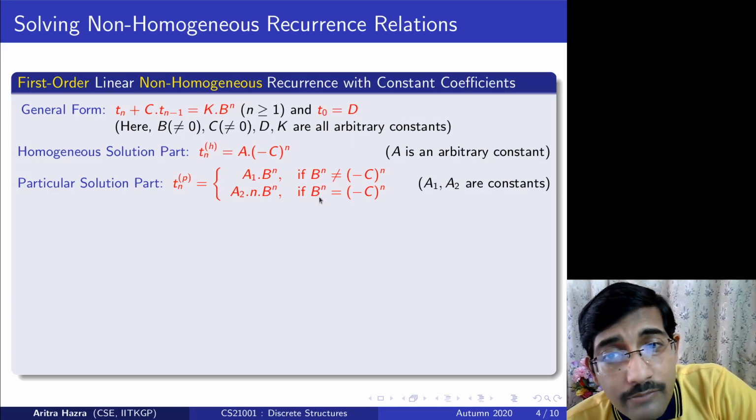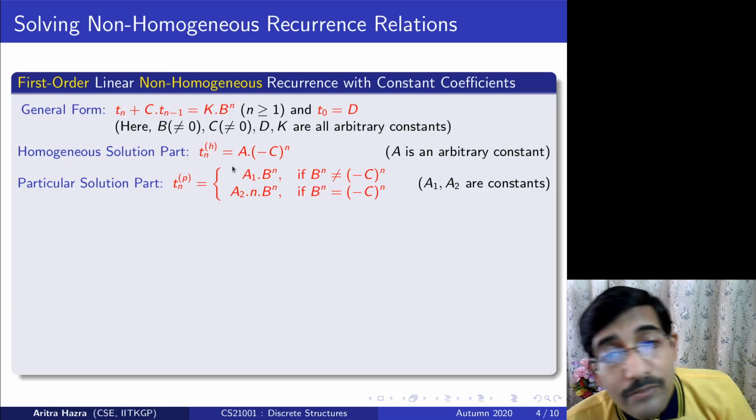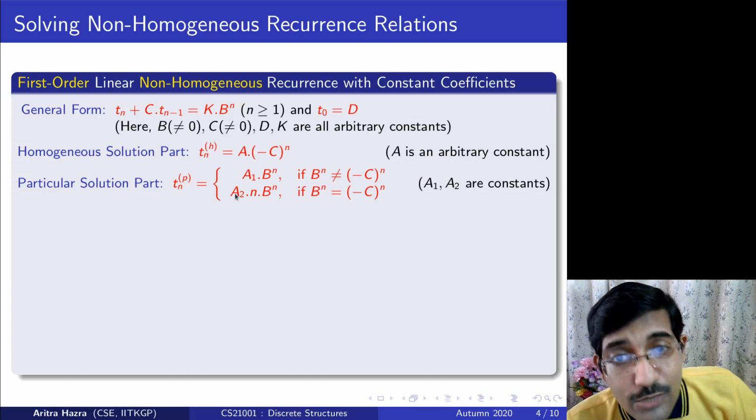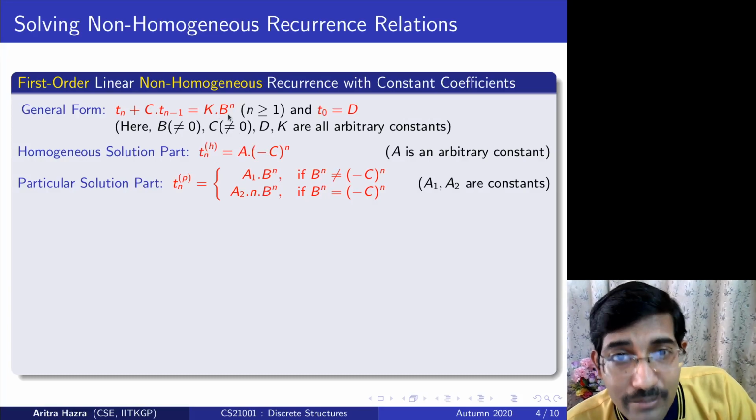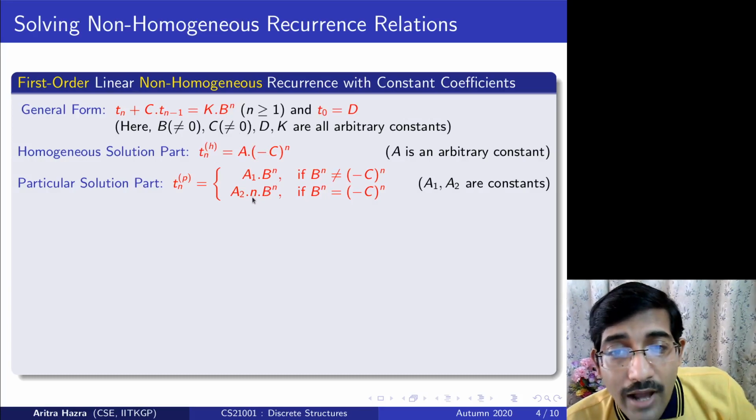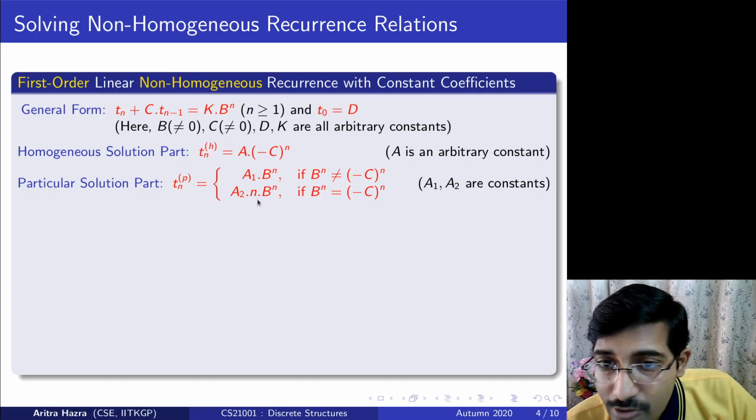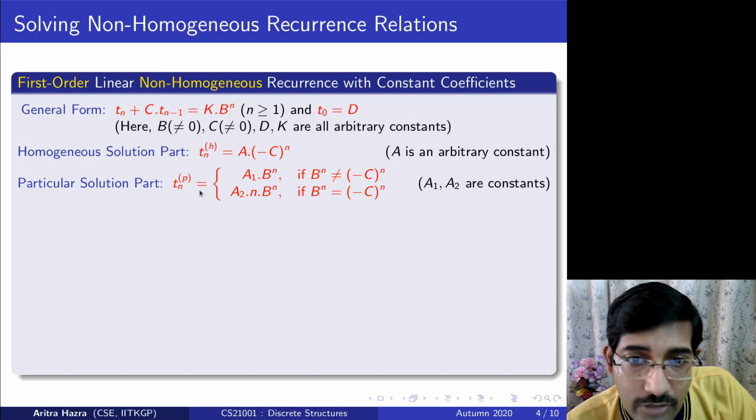But if b to the power n equals minus c to the power n, and if I do not change it, then this will not be linearly independent. As per our previous experience, to make it linearly independent, say it is 3 to the power n and you also have 3 to the power n in b. So therefore, I have to multiply by n and append a function, that is n into b to the power n, to be the simplest form of particular solution.